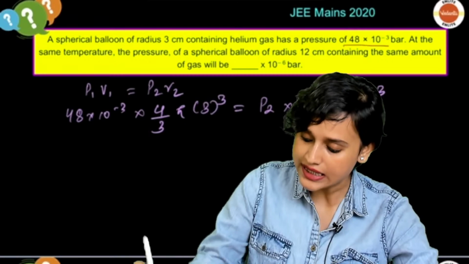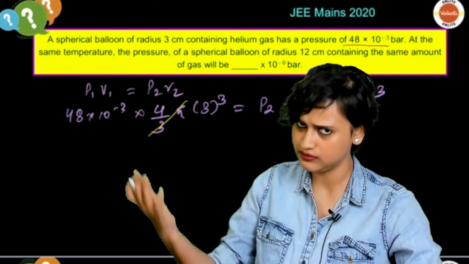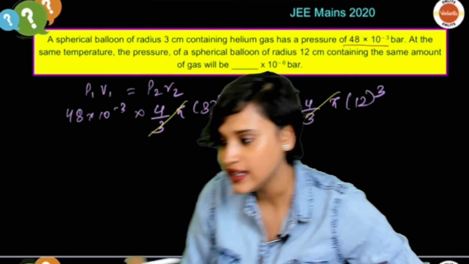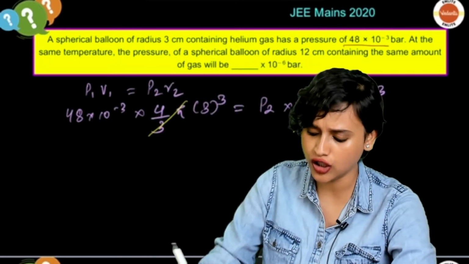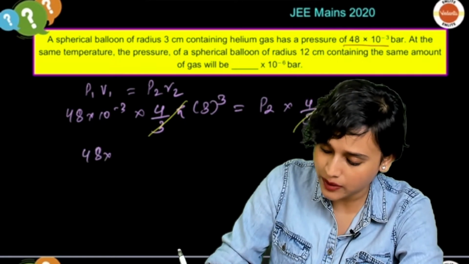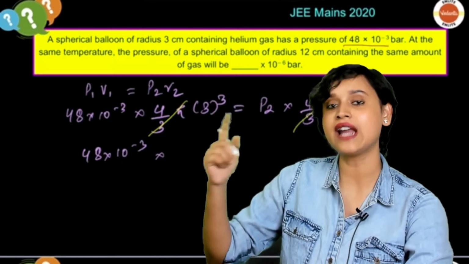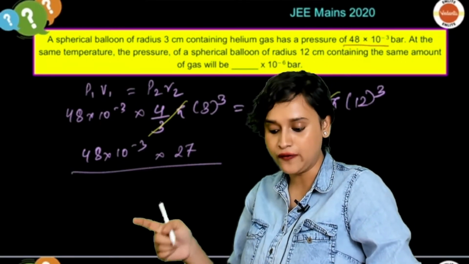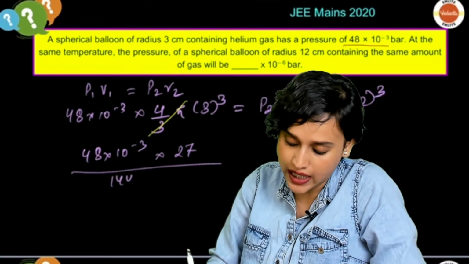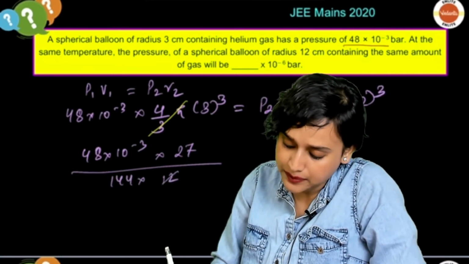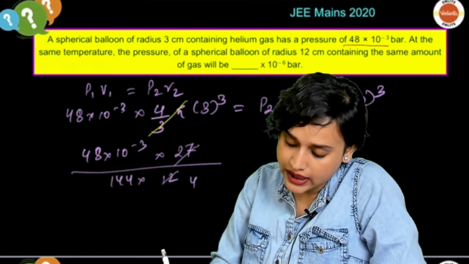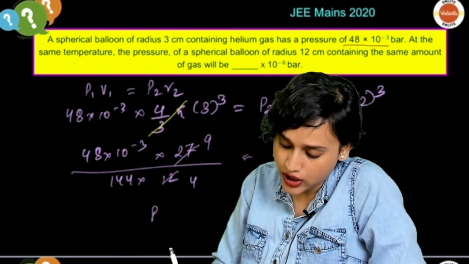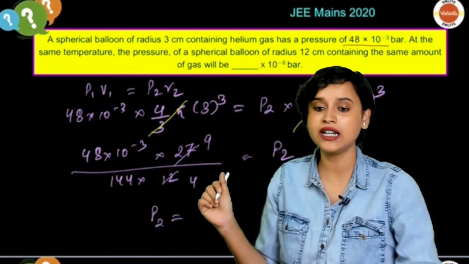Okay. So I can very easily cancel 4 by 3 pi, because both the sides have the same thing. Right? Very good. Now what do we have? Is it 4? No, it's not 4. Calculate. Check it out. 48 into 10 to the power minus 3 into 3 3s are 9, 9 3s are 27. So I can clearly write it as 27 divided by 12 into 12 will be 144 and 144 into 12. That is equal to P2. Can somebody calculate this? What is P2 going to be equal to? Anybody?